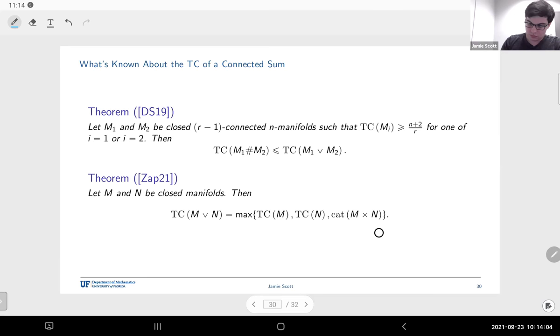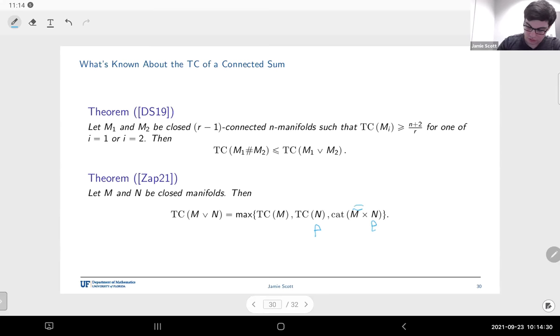so we need the TC of M, if we have N is equal to P right here, so say this is P and this is P, we need M to dominate. And so we need the TC of M to be bigger than or equal to the TC of N, and we need it to be bigger than this category. This category is going to be less than or equal to the TC of M. And so the TC of P, I mean, the category of, oops, that should be a cat right there, my bad.